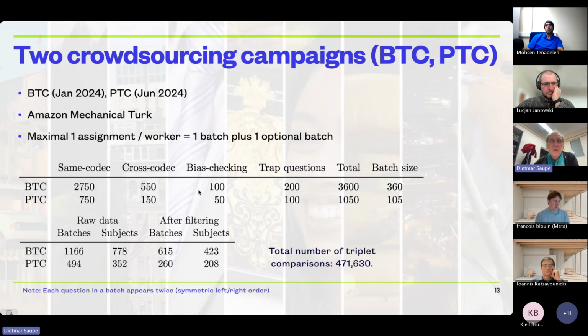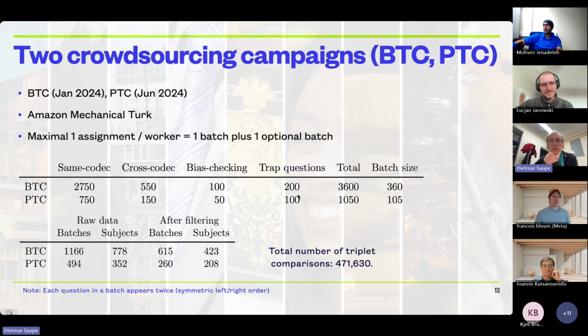We also have some bias checking questions. A bias checking question means that the stimuli on both sides are equal. It's well known that there is an ordering bias for these questions. People prefer to click on the right side rather than the left, for example. To check this, we introduced these bias checking questions, just to look at this.